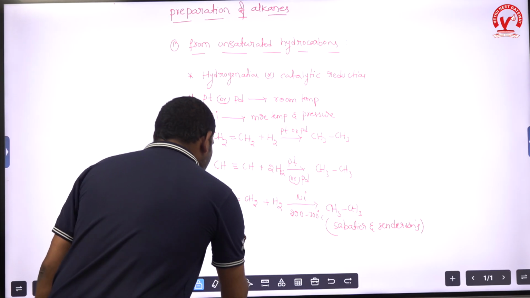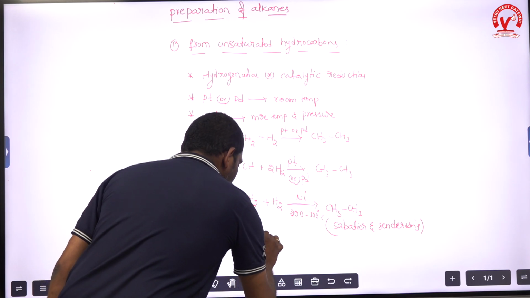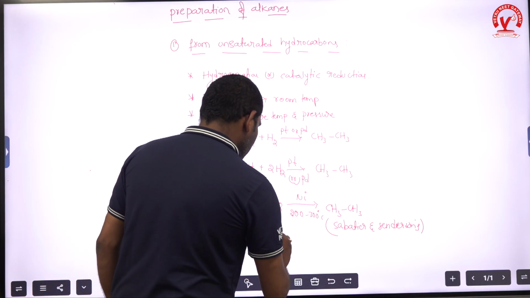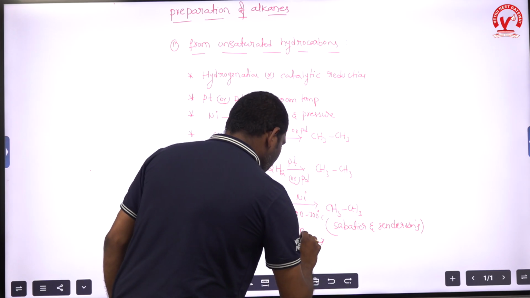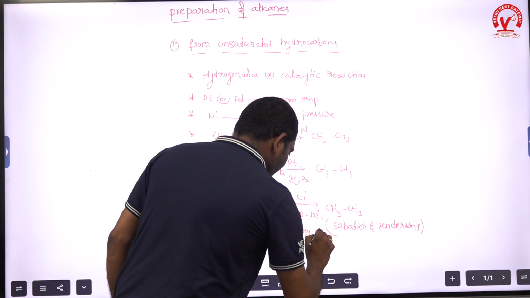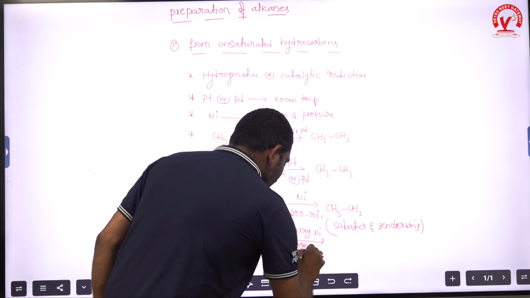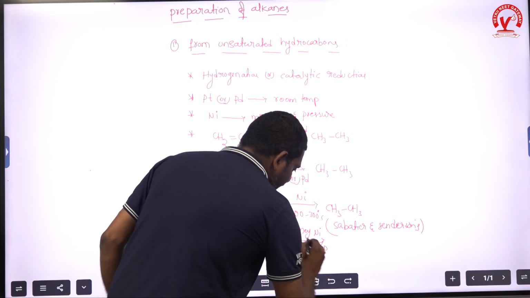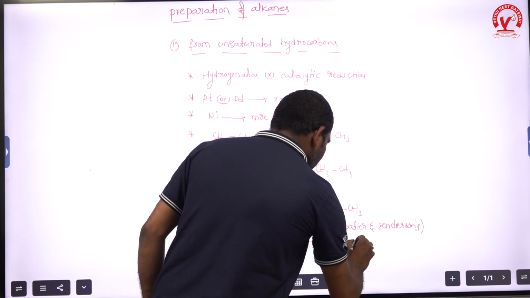So what is the Raney nickel? Alkenes react with hydrogen in presence of Raney nickel. With Raney nickel, the reaction occurs at room temperature. High temperature is not needed. It will convert into alkane easily.